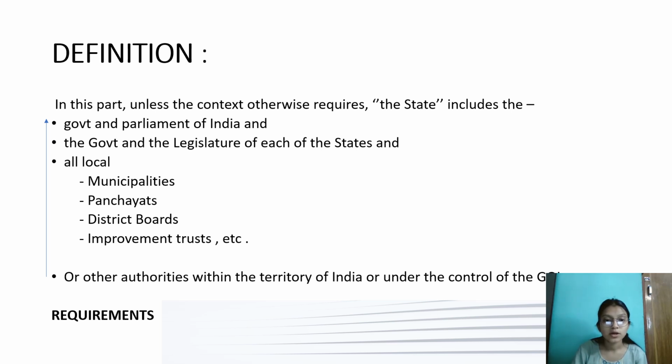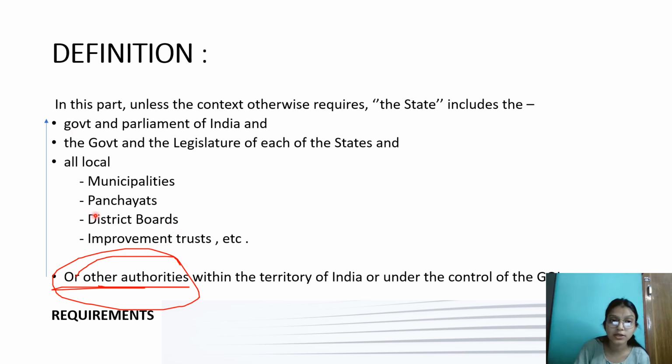So here, as you can see, the term other authorities is ambiguous and therefore it doesn't have any particular definition of what the other authorities are that will fall under this term. So other authorities is mentioned in an ambiguous way, therefore it is interpreted in many cases. So this is the basic definition of the state mentioned under Article 12 of the Indian Constitution, which embodies these four ingredients or requirements.